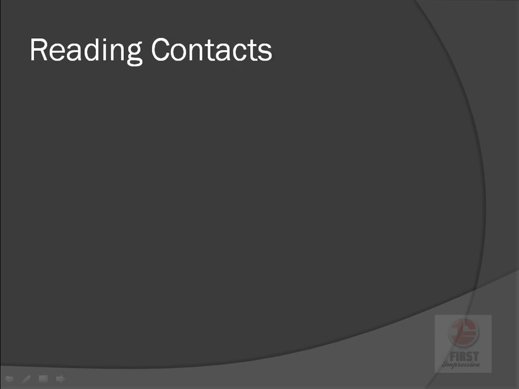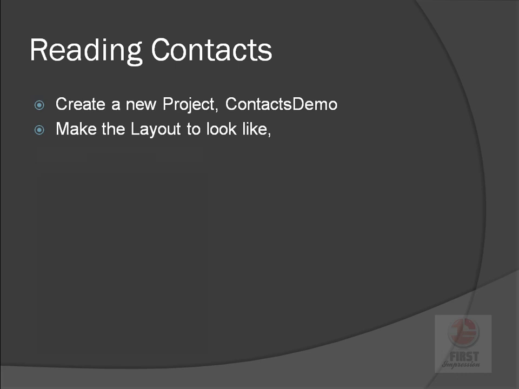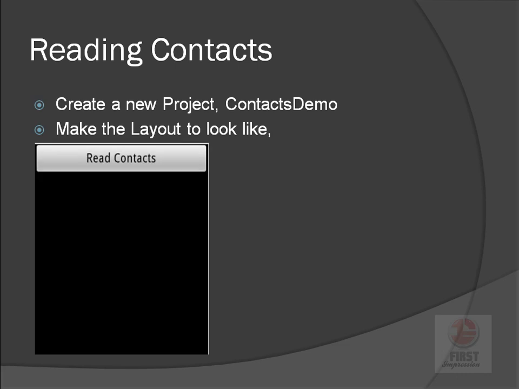So let's start by reading some contacts. Let's create a new project called contacts demo and make the layout look like this. We have two controls over here. First of all is the button to read contacts, and second is the list view, wherein we'll be adding all the contacts from the contact book.